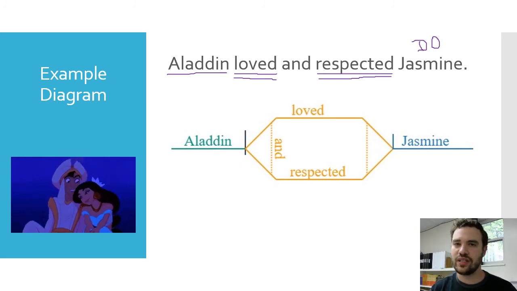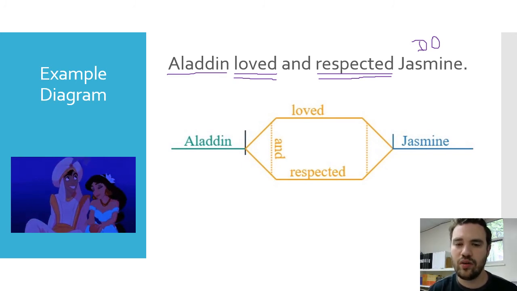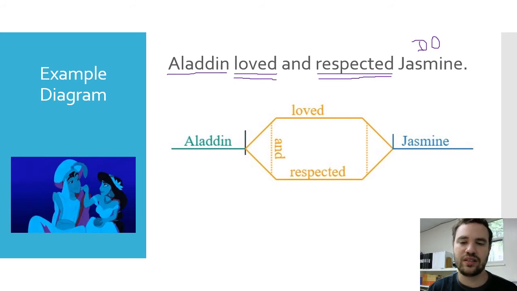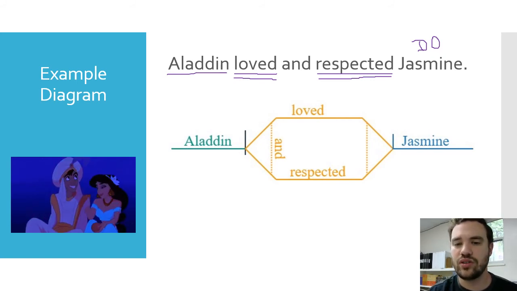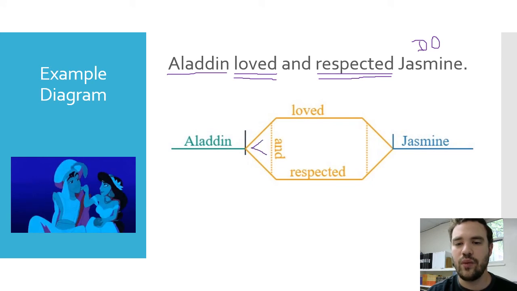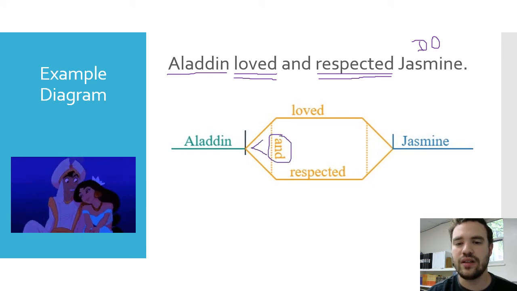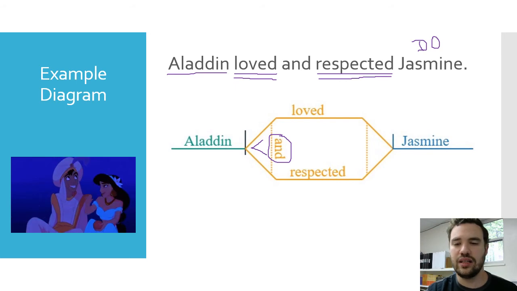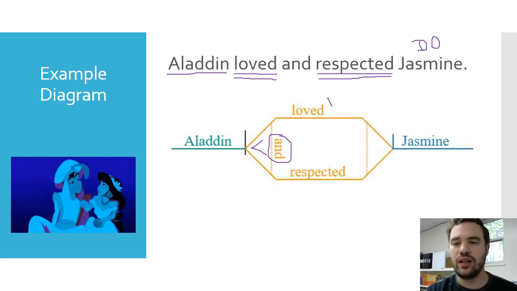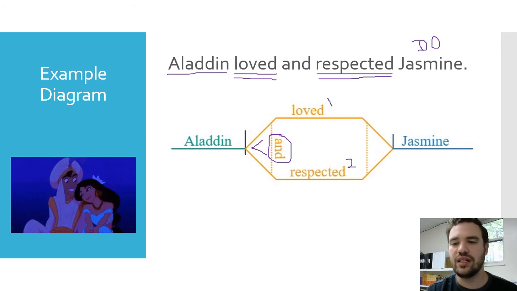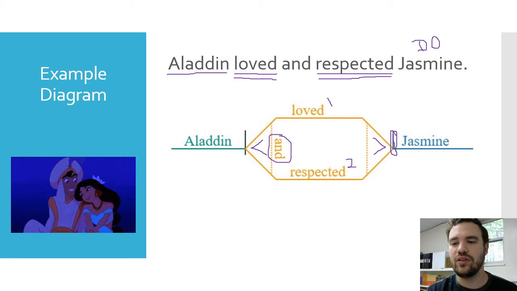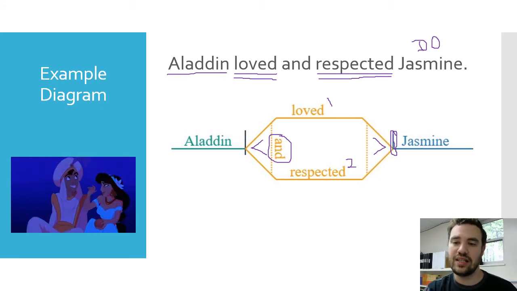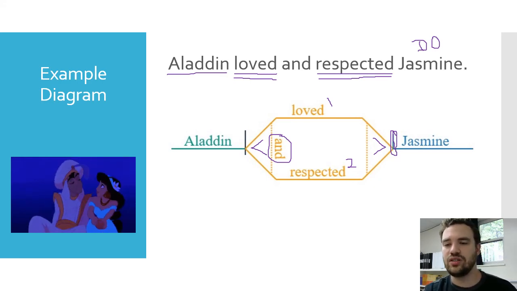All right, so very similar to what I showed you a few moments ago. We've got Aladdin on the horizontal line, then the vertical line that cuts through, and then we've got the rocket ship shaped structure going out. We've got "and" on the center line, the dotted line in the center. We've got verb 1, loved, verb 2, respected, and then it comes back together to go down to the one direct object. We've got the vertical line that stops, and then we've got the direct object, Jasmine.